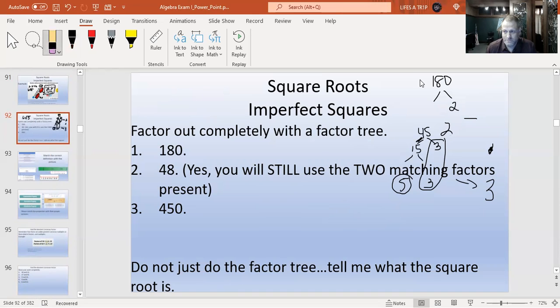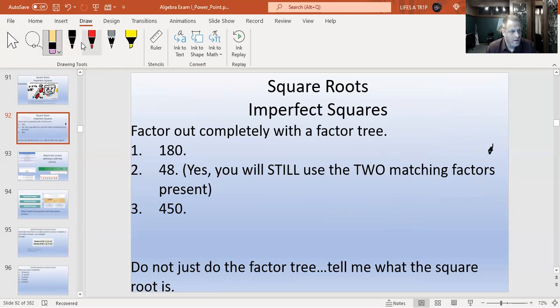Number 2. Okay, so let's try number 48. All right, factor trees. The smallest one possible is going to be a 2 and a 24. And another 2 and a 12.